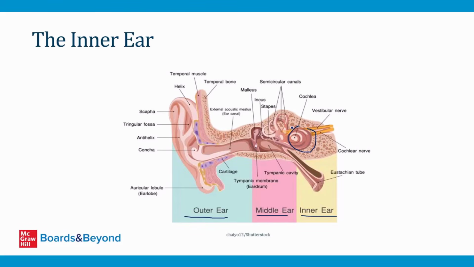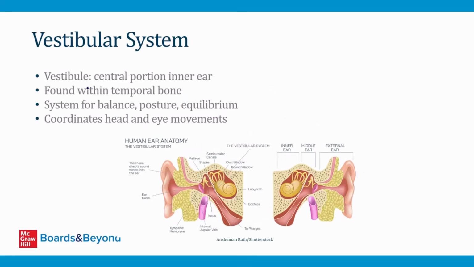But next to the cochlea, there's this little chamber, and a vestibule is a name for a chamber. And within that chamber, you find these structures that I'm circling here with my pen. Years ago, when anatomists discovered this region of the inner ear, they called it the vestibule, and they called this apparatus that was inside of it the vestibular system. So the vestibule is the central portion of the inner ear. It's found within the temporal bone.